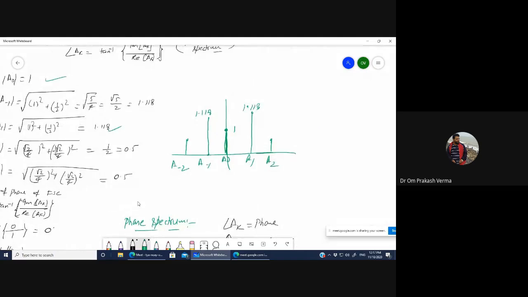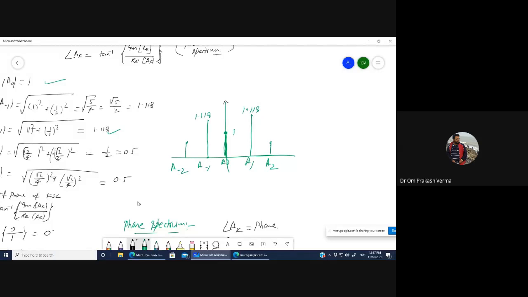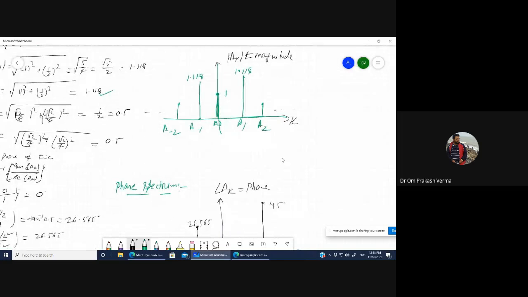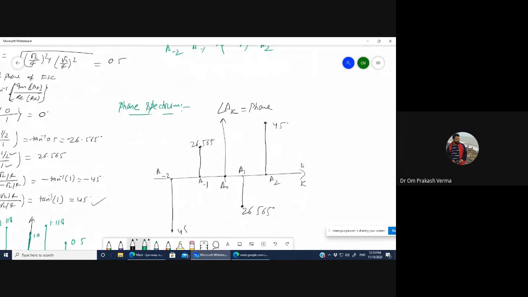However, in this case we have plotted the magnitude against K. Others are 0. So the magnitude spectrum is even, however the phase spectrum is odd. You can see the mirror image in terms of even and odd. Yes or no?